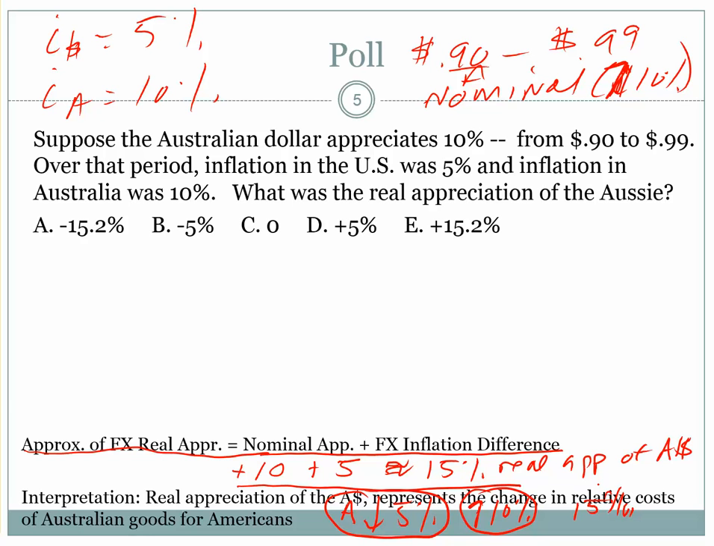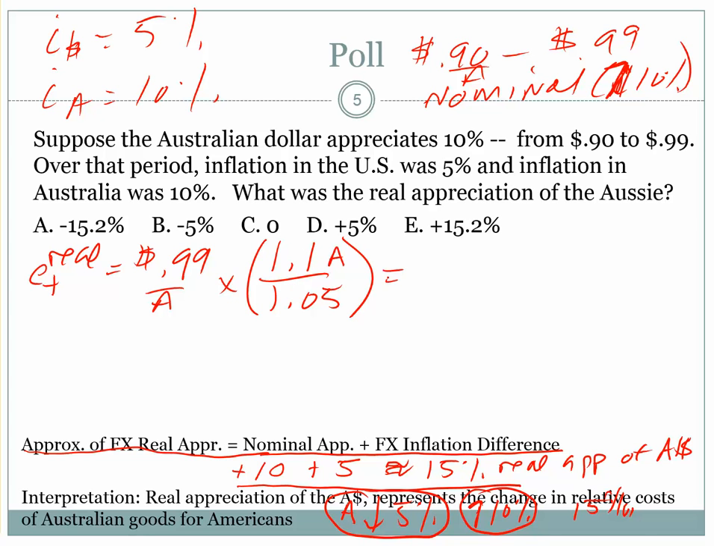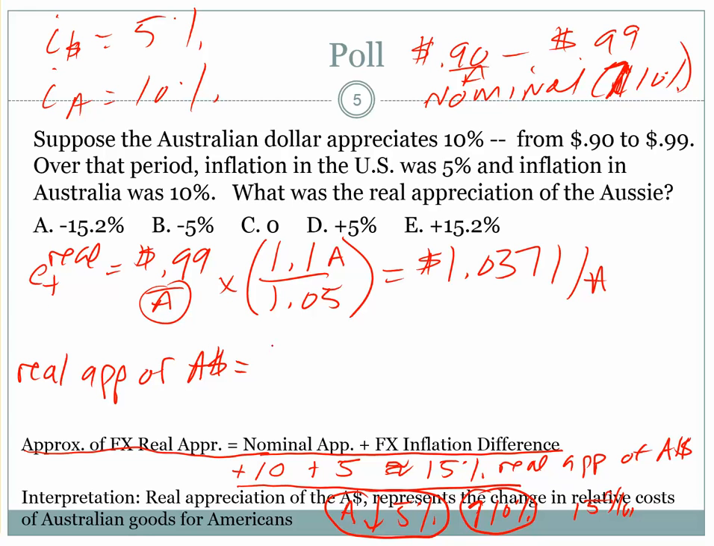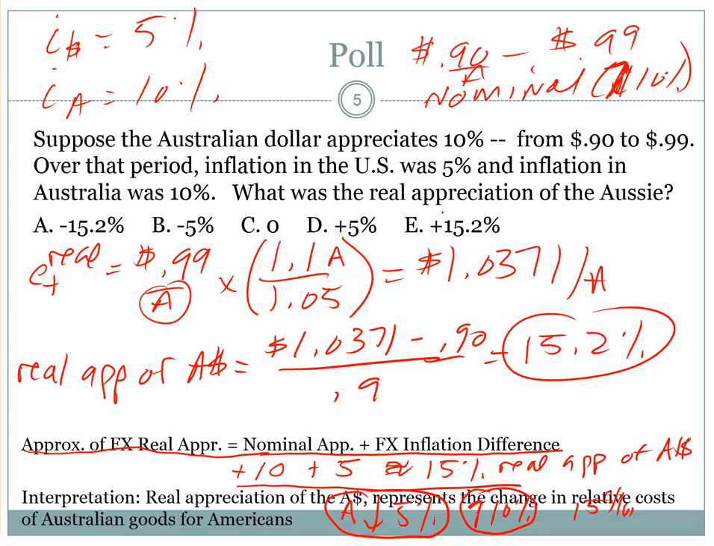But now we can calculate the more precise calculation, the exact calculation of real appreciation. So the first thing we do is calculate E_T real. E_T real is the new nominal exchange rate, and since this is dollar per Aussie, I'm going to put Aussie over dollar inflation. That's Aussie inflation, that's dollar inflation. So you get a real exchange rate of 103.71 per Aussie. And then we can calculate the real appreciation of the Australian dollar. Since the Australian dollar is in the denominator, I can just take the new real exchange rate minus the old nominal over the old nominal, and see that the exact calculation shows that there's a 15.2% real appreciation of the Australian dollar.